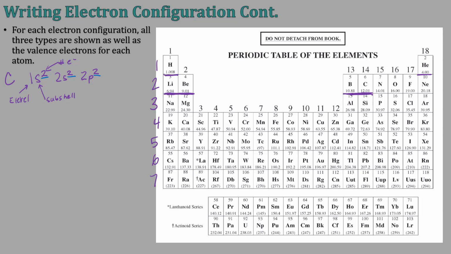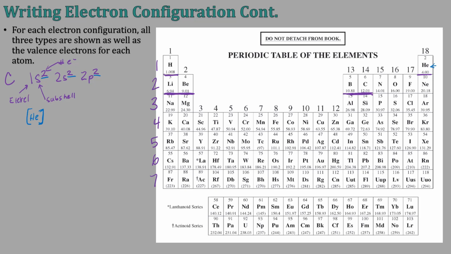Now, if I wanted to write the noble gas configuration for that, I would start with the noble gas that comes before carbon, because I'm looking for carbon's electron configuration, and that would be helium. Helium comes before carbon, so I'm going to put it in brackets, and what that's basically stating is that I have the electron configuration for helium inside of those brackets.